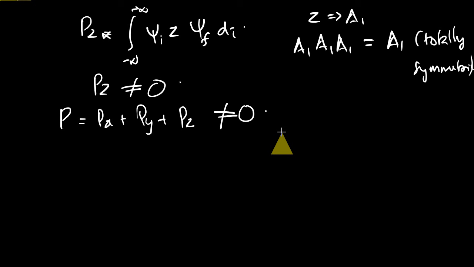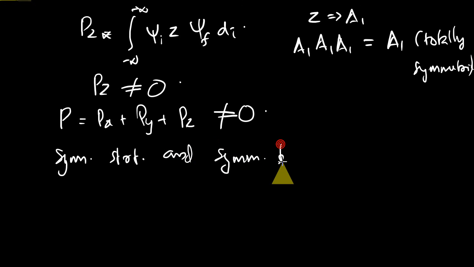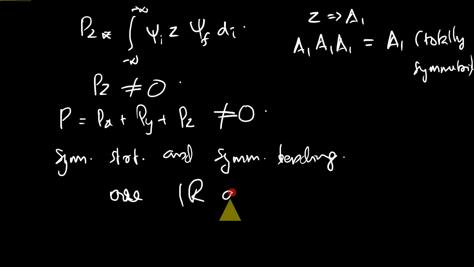Like that, a molecule which carries out the symmetric bending can go from the ground vibration level to the excited vibration level by absorbing radiation. So both of these vibrational modes are IR active. Symmetric stretching and symmetric bending, they are IR active. That is the result we can get from group theory.